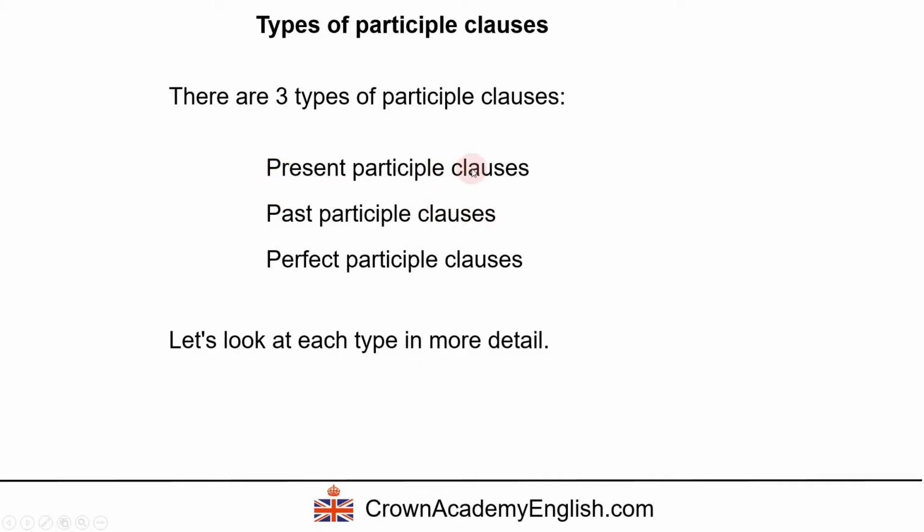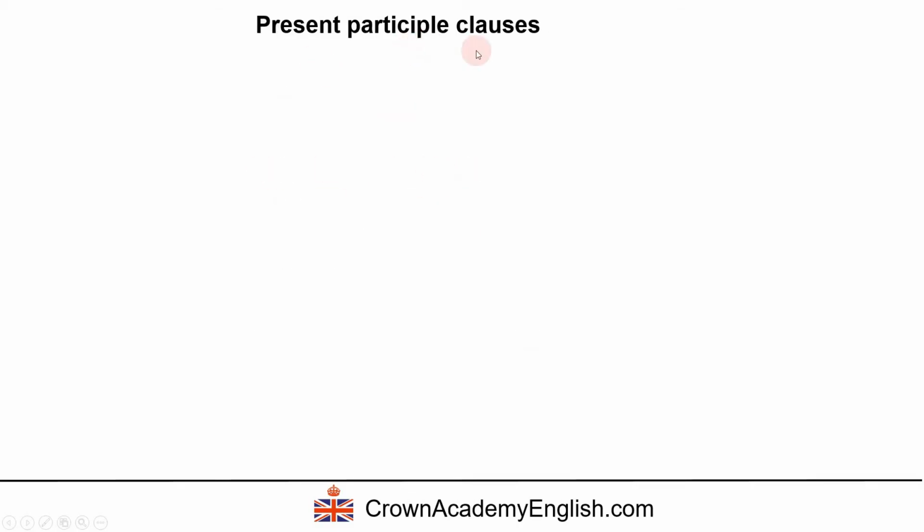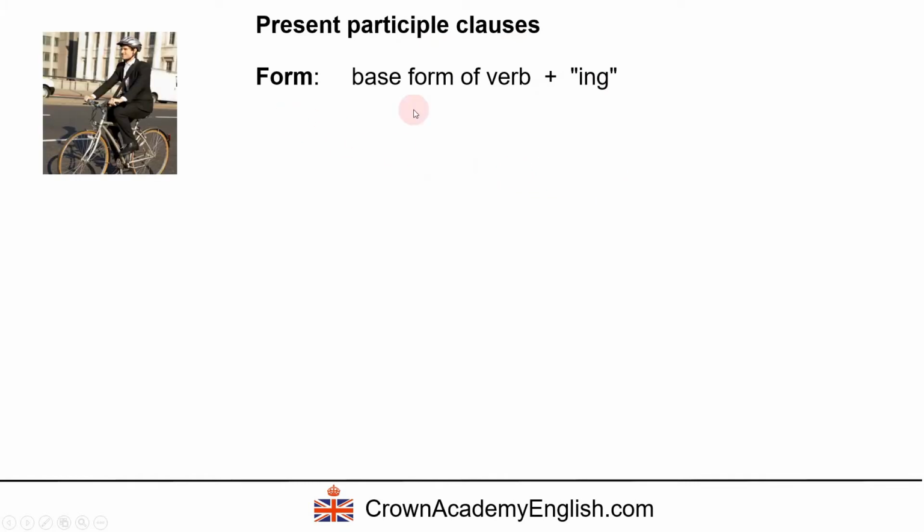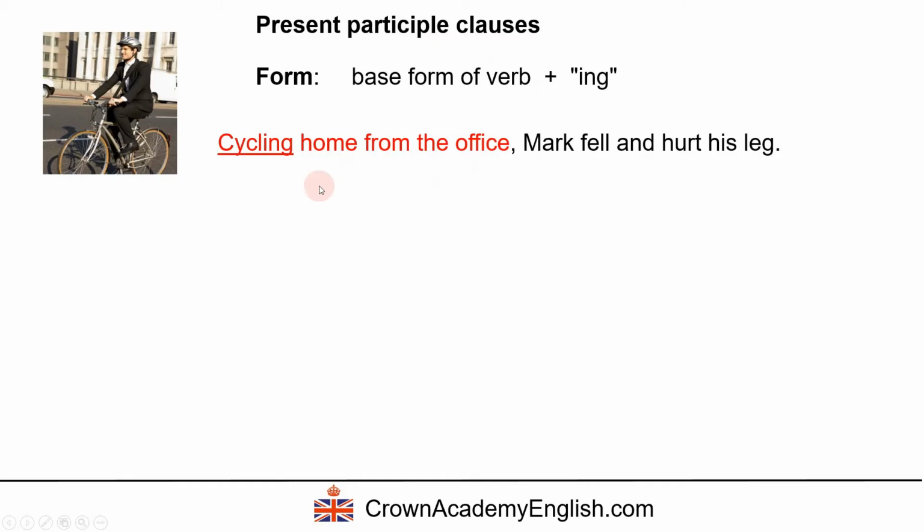So we'll start here. Present participle clauses. The form is the base form of the verb followed by ing. So remember, the first example in this video is an example of a present participle clause. Here we have another example. Cycling home from the office, Mark fell and hurt his leg. So the base form of the verb would be cycle, and here we are adding ing, so it is cycling.